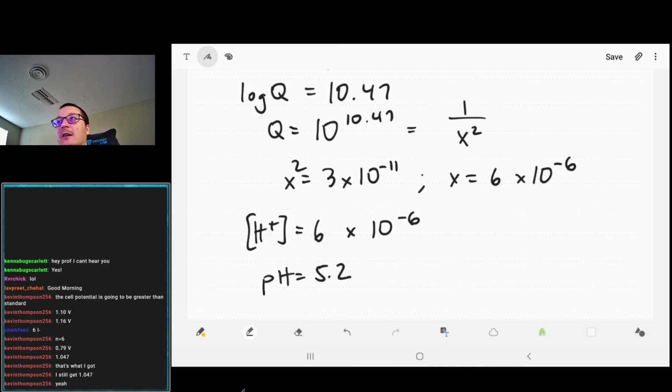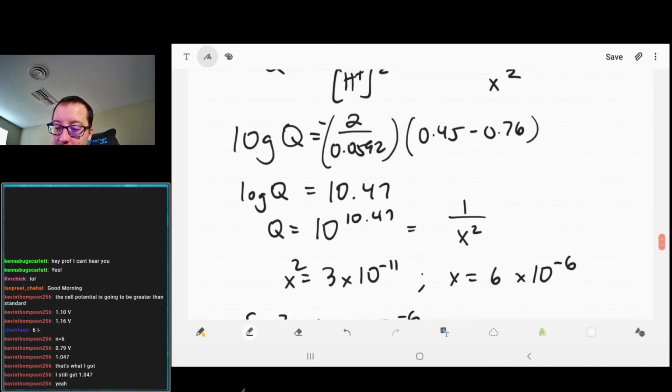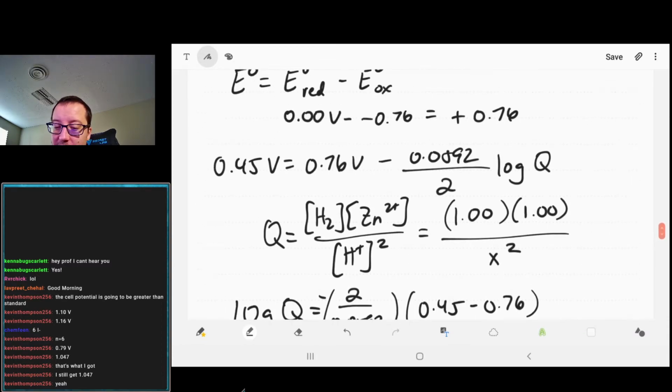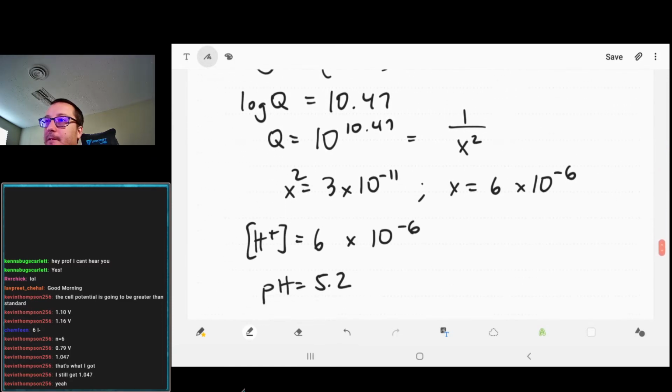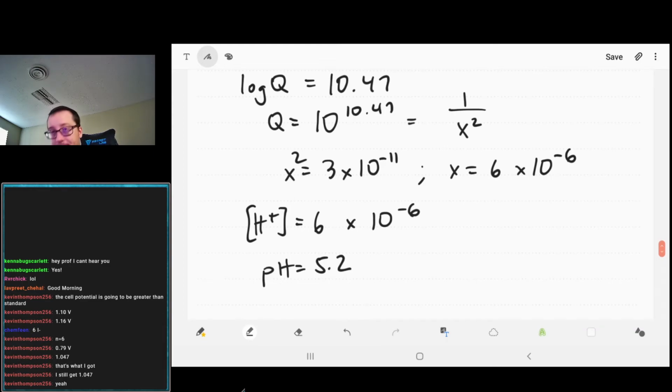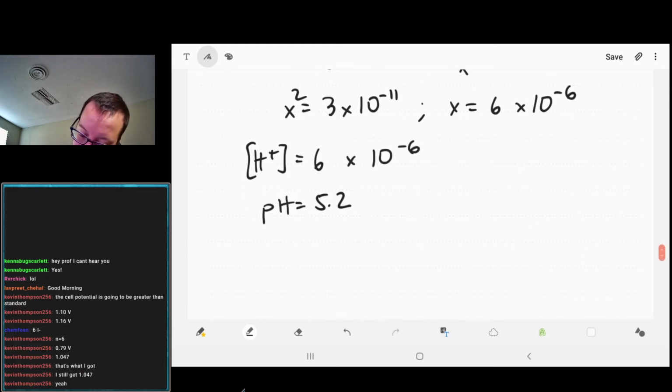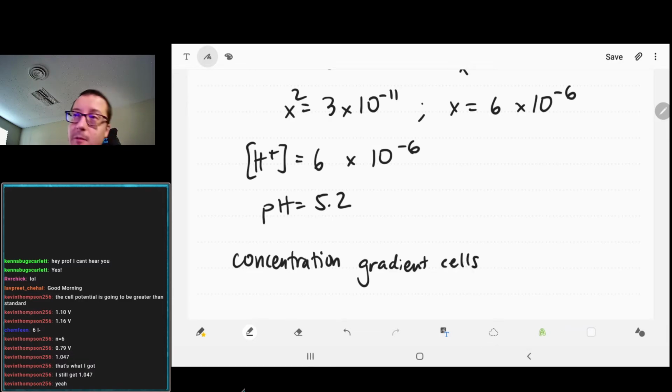Alrighty, any questions on that one? That was a bit harder, solving for Q this time instead of E. Any questions on that one? All right, well, let's move on.